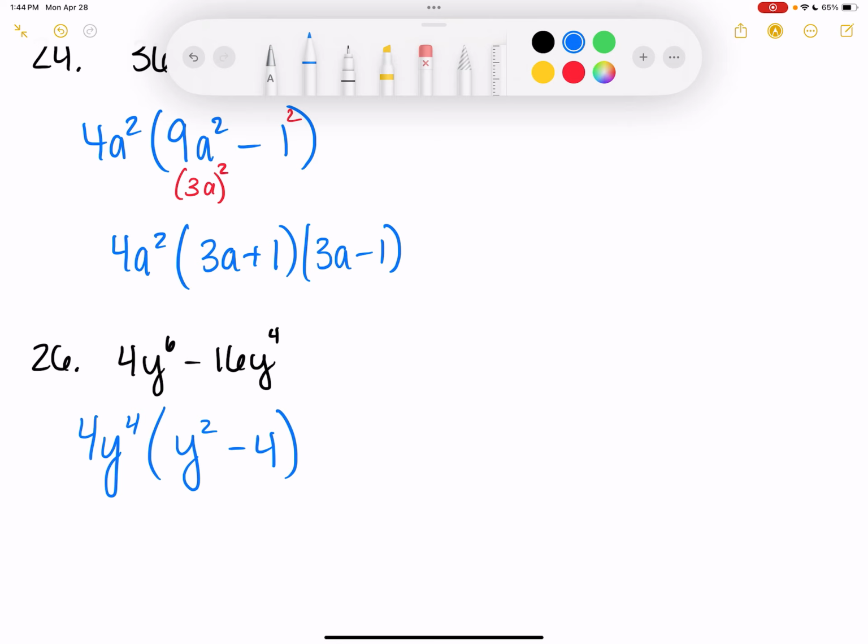Now, is this something? Yes. It's like 1 squared and 2 squared. It's a difference of squares. It's y squared and what squared? 2 squared. So that means this is going to be 4y to the 4th times the first term, y, plus the second term, 2, times y minus 2.